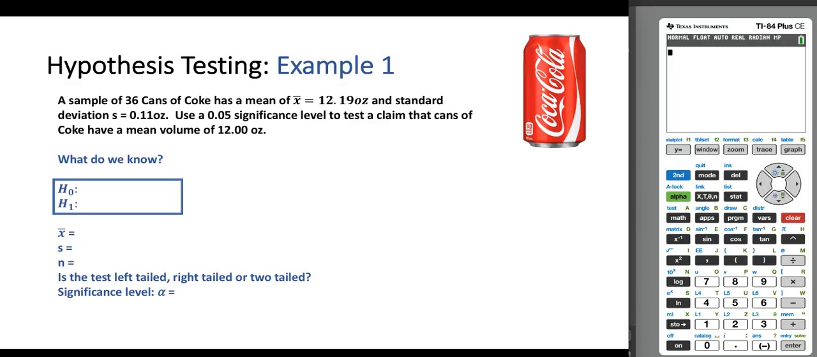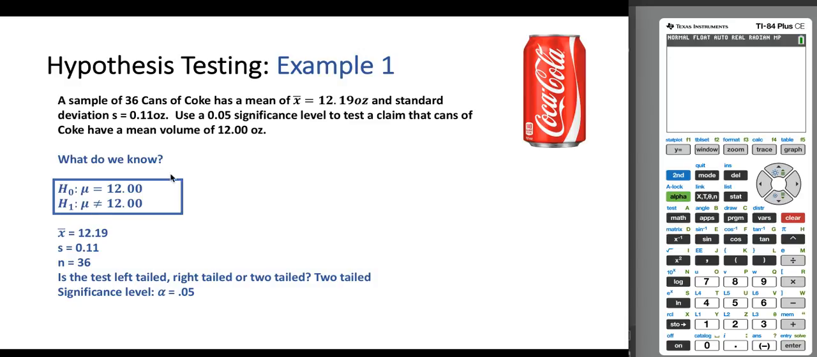Okay, what do we know? We need to identify the null hypothesis and the alternative hypothesis. We need to identify the sample mean, the sample standard deviation, the number in our sample, if the test is left-tailed, right-tailed, or two-tailed, and the significance level, alpha. Remember that the null hypothesis is the equal sign. So the null hypothesis is that the mean is equal to 12.00 ounces.